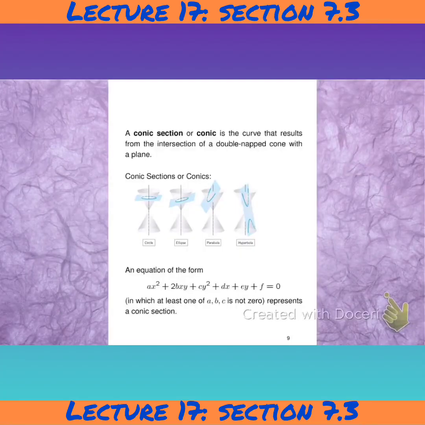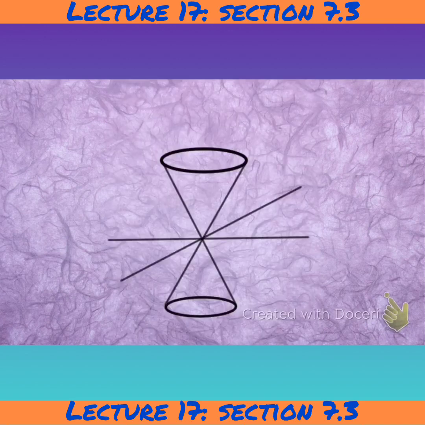Right, next up is the definition of a conic section. A conic section, or conic, is a curve that results from the intersection of a double napped cone with a plane. Right, so there's a cone and let's intersect the cone with a plane. We could have a situation where the plane is nice and parallel to one of the planes in this case.